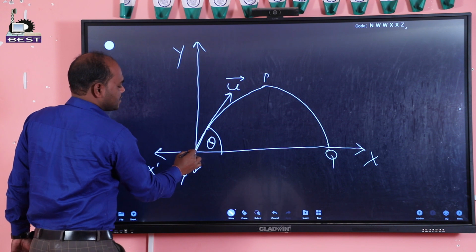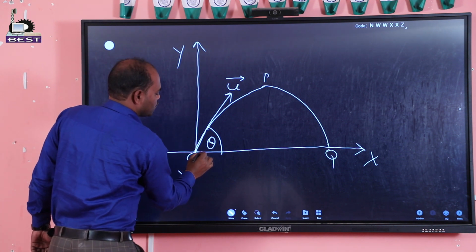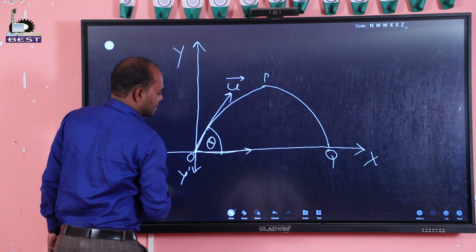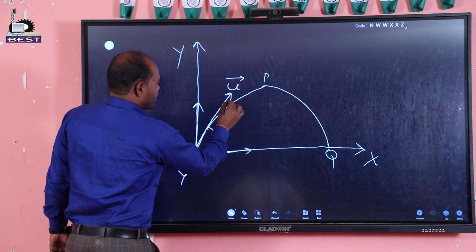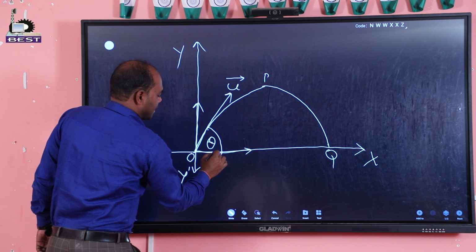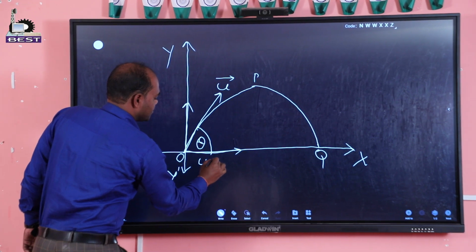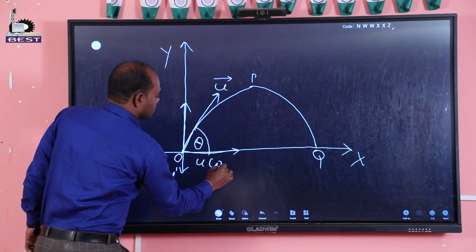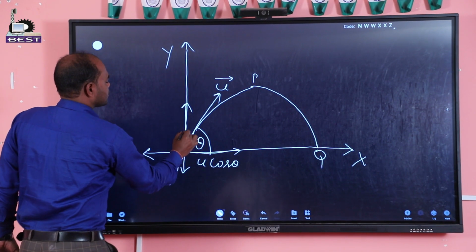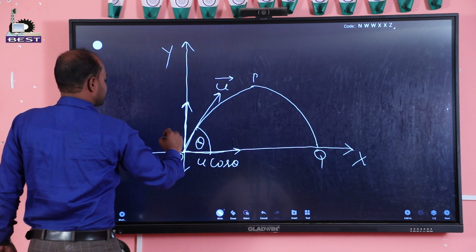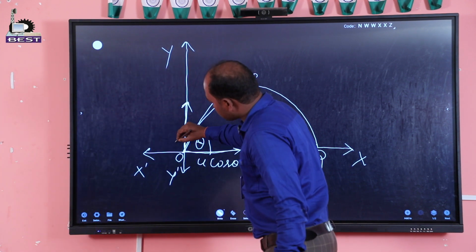Here the velocity u is split into two vectors, one is the x component and another is the y component. The x component of the u vector is u cos theta, and the y component is u sin theta.